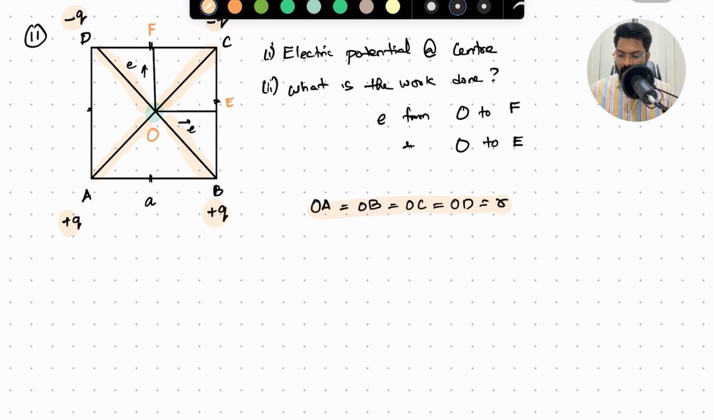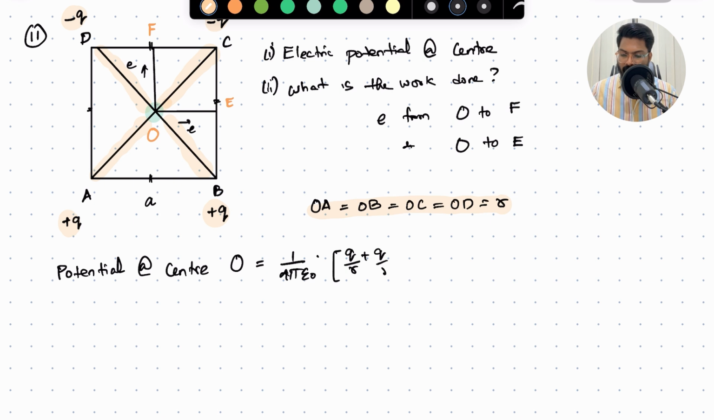Now let's calculate the potential at the center. It is given by 1 by 4 pi epsilon naught into Q by R plus Q by R from B, then minus Q by R from C, and minus Q by R from D. Right? This is from A, B, C, D. If you look at it closely, it is equal to 0.